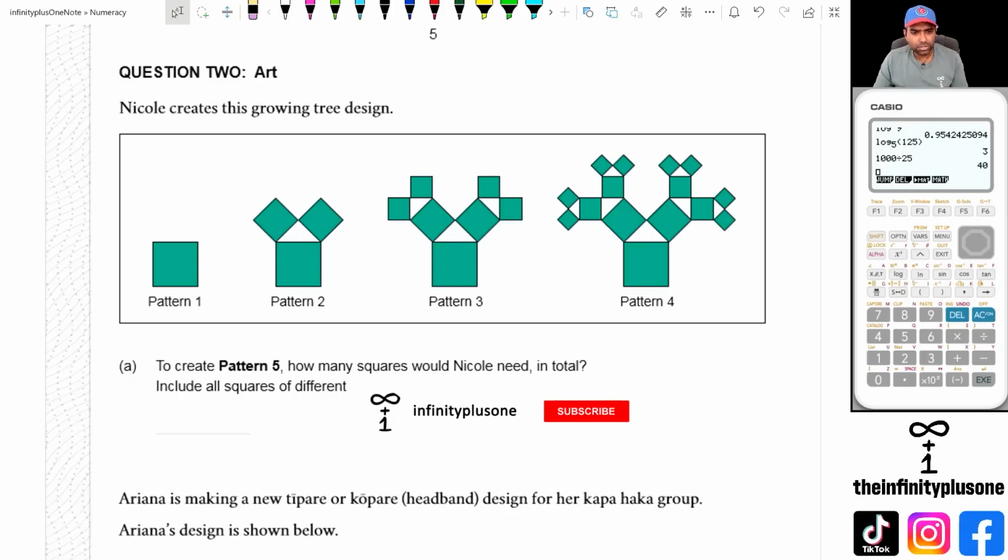All right, so for question 2, we're creating pattern 5. How many squares would Nicola need in total? Include all squares of different sizes. Trying to actually see how this pattern looks.